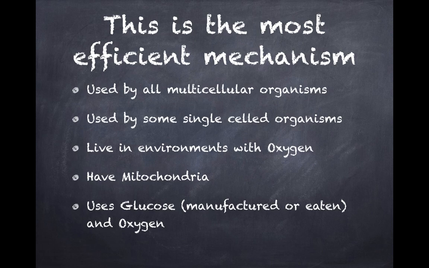This is the mechanism that is used by all multicellular organisms. It's used by some single-celled organisms. In order for it to be useful, the organisms have to live in environments with oxygen, and they must have mitochondria. They must be eukaryotic organisms. This process uses glucose, whether it's glucose that you had to eat because you're a consumer, or whether it's glucose that you could produce because you're an autotroph or a producer. And it also uses oxygen.